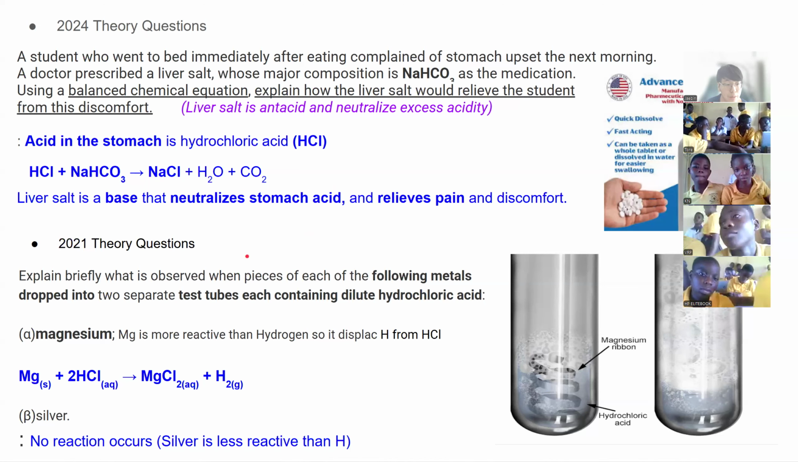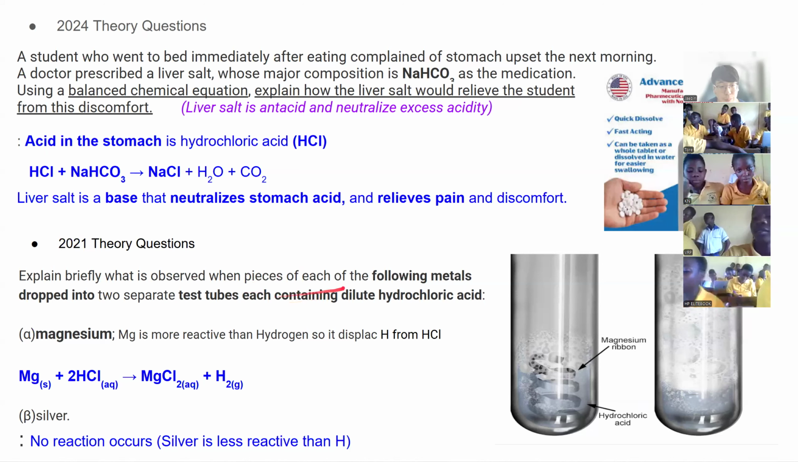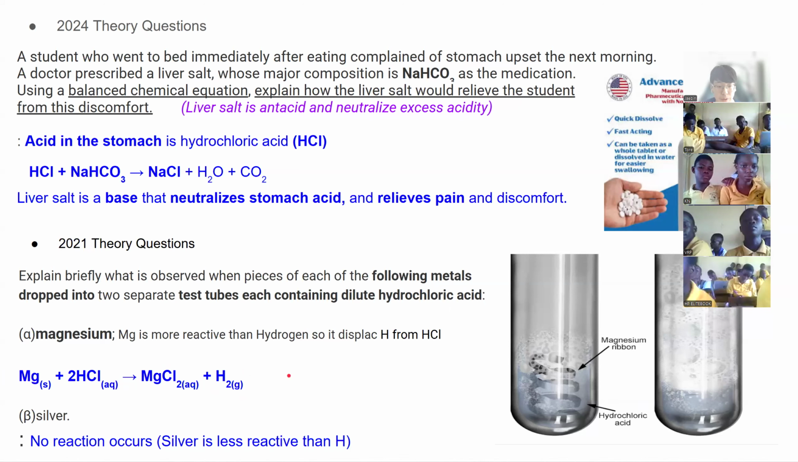Now, moving on to the next theory question. Explain briefly what is observed when pieces of each of the following metals are dropped into two separate test tubes, each containing dilute hydrochloric acid. It's basically asking you which metals would replace hydrogen in hydrochloric acid. What we have to do in this question is see which atom is more reactive than hydrogen.